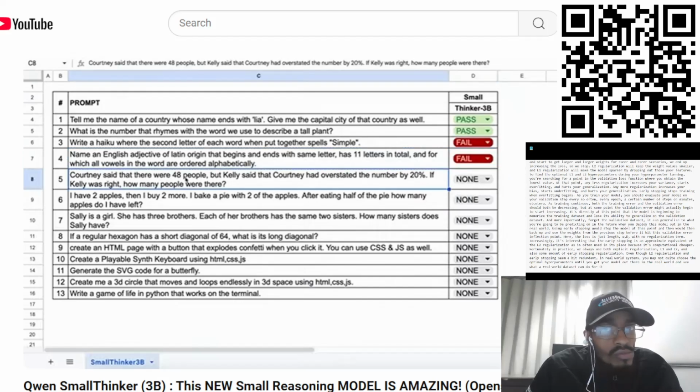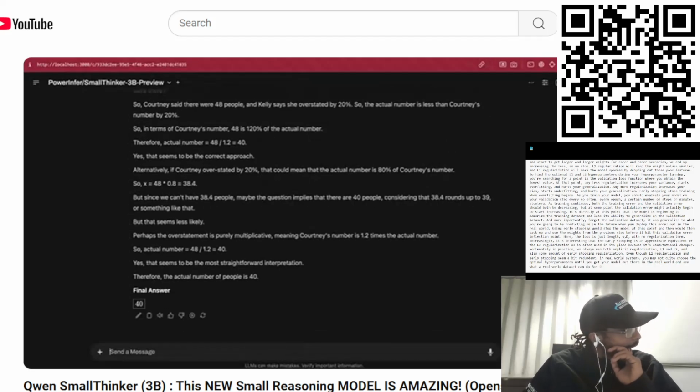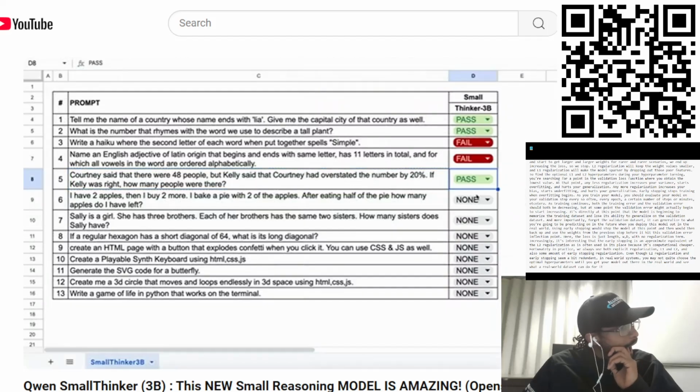The next one is, Courtney said that there were 48 people, but Kelly said that Courtney had overstated the number by 20%. If Kelly was right, how many people were there? Let's send it and see. Okay, here's the answer, and this is correct. So, this is a pass.